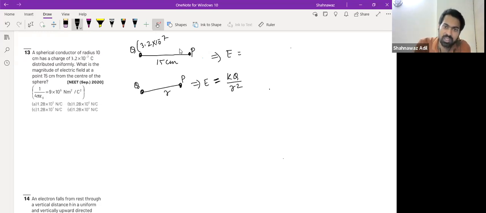Yes, sir. So Rabia, is that correct? Yes, sir. So this is the electric field due to a point charge. For a point outside the sphere, we can assume it to be a point charge.